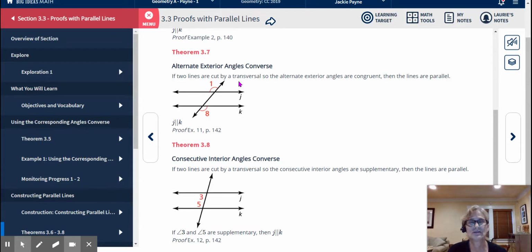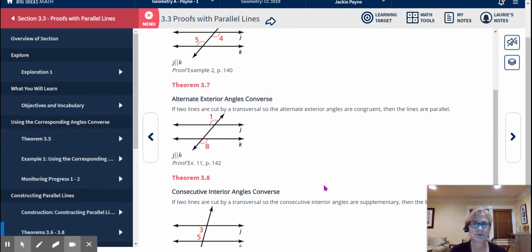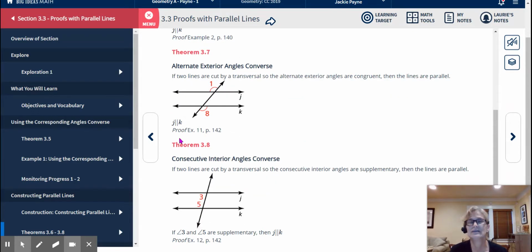If two lines are cut by a transversal so the alternate exterior angles are congruent, then those lines are parallel. And third, the consecutive interior angles converse. If two lines are cut by a transversal so the consecutive interior angles are supplementary, remember they add up to 180, then the lines are parallel. So each one of these proofs, as you can see, example 2 is on page 140 in your book. The proof for this one is on page 142, example 11, and this one is example 12, page 142 also.